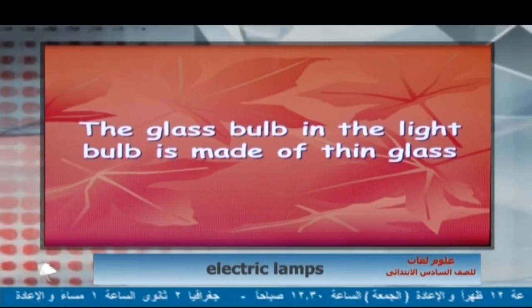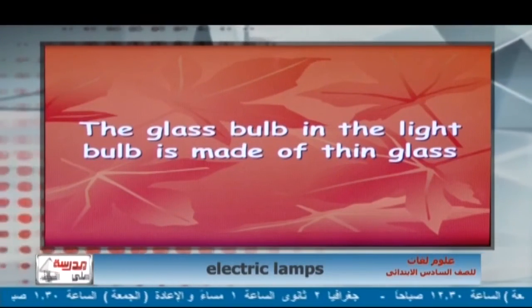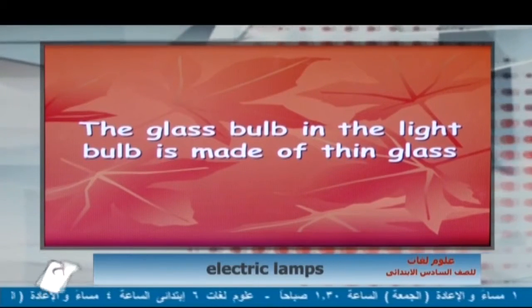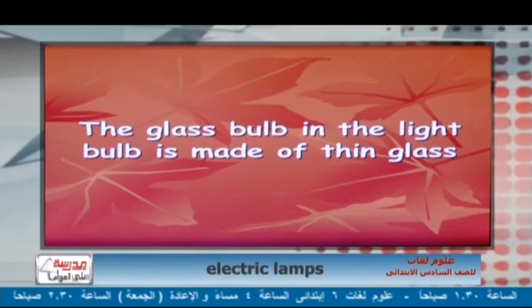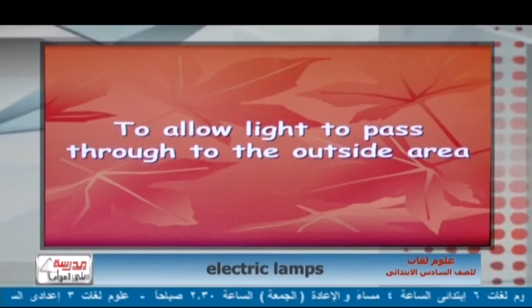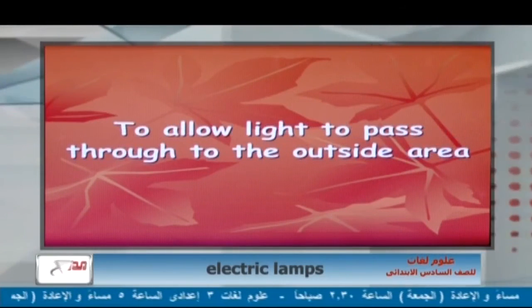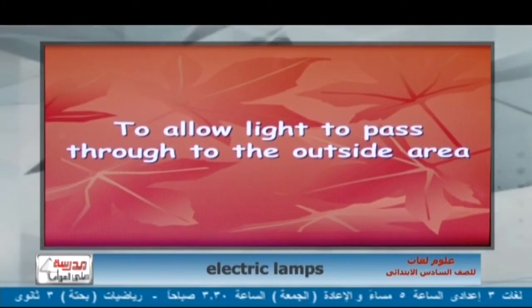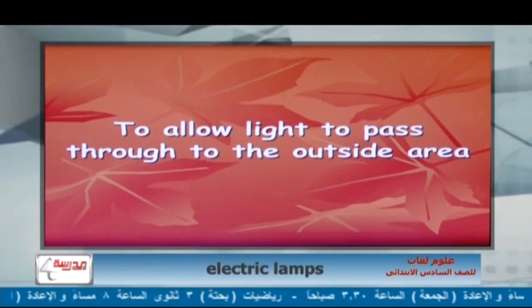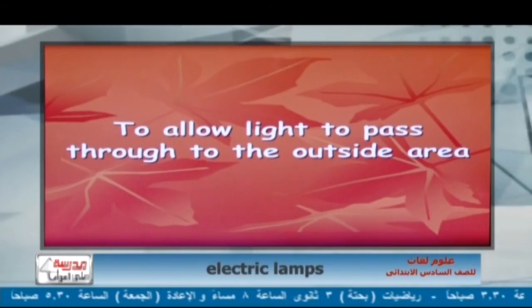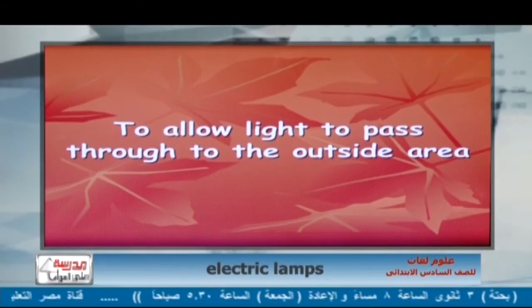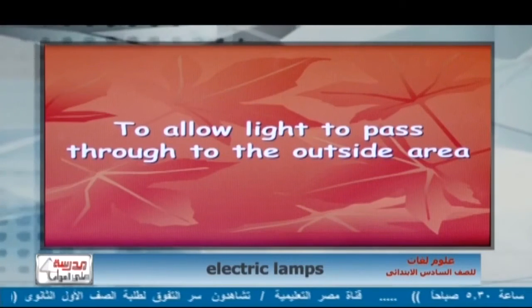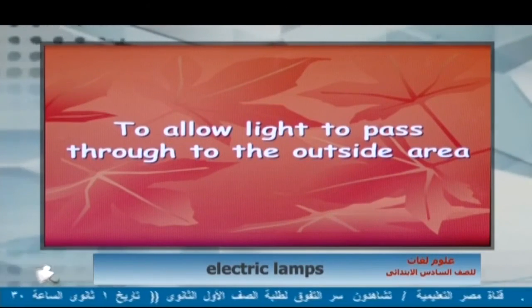The glass bulb in the light bulb is made of thin glass. ليه ما ينفعش أعمل الجلاس bulb من thick glass، زجاج سميك؟ لا، لازم يكون مصنوع من thin glass to allow light to pass through to the outside area. لأن لو thick glass هيمنع خروج اللايت، لكن لو thin glass هيخلي اللايت يخرج بكمية أكبر to the outside area and give us bright and clear light، وده هيديني ضوء أوضح وأقوى.